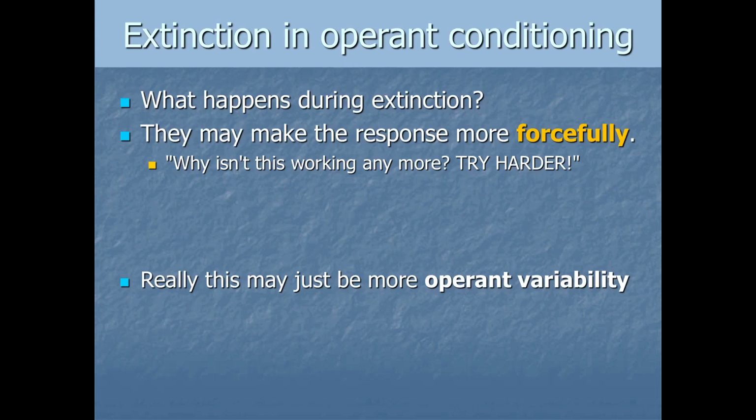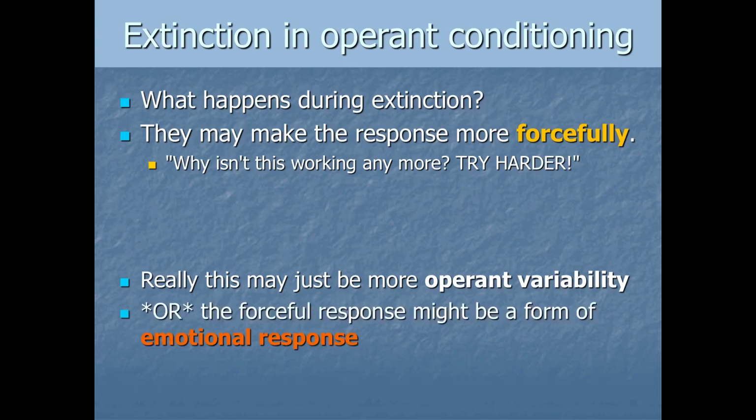But there's an alternative explanation here for why we see this forcefulness, and that's that maybe the forceful response is a form of emotional response. An emotional response just meaning behaviors that indicate frustration or aggressive behaviors or things like that. Like, for a human, you can imagine getting mad and hitting a vending machine when it doesn't produce the reinforcer for your coin inserting behavior, or maybe even just pushing the buttons much harder to see if that works when it eats your money.